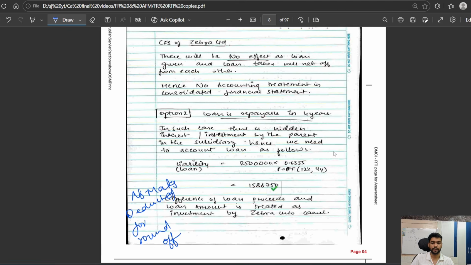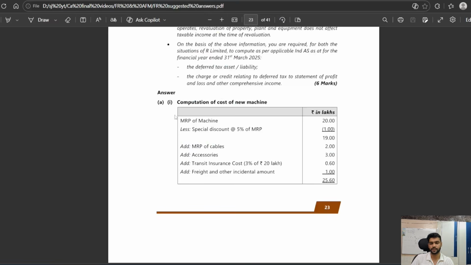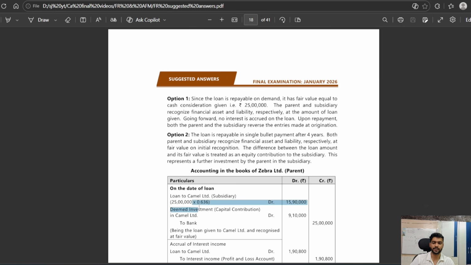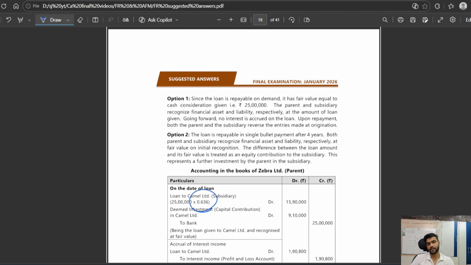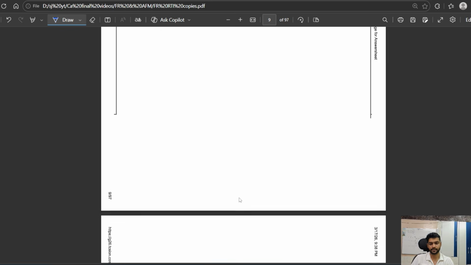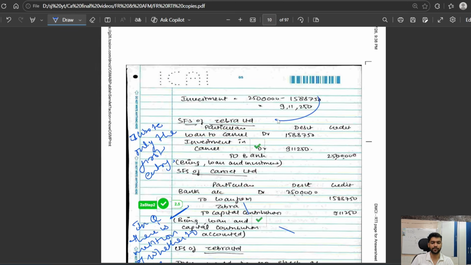Secondly, the second learning from this question is that here, as you can see, I calculated the liability part and I have taken 4 digits. But if you see the suggested answer, ICAI has taken 3 digits and therefore the answer is different: 15 lakh 90 and 19 lakh 10. And my answer is 15 lakh 88 and the equity part is 9 lakh 11,250.